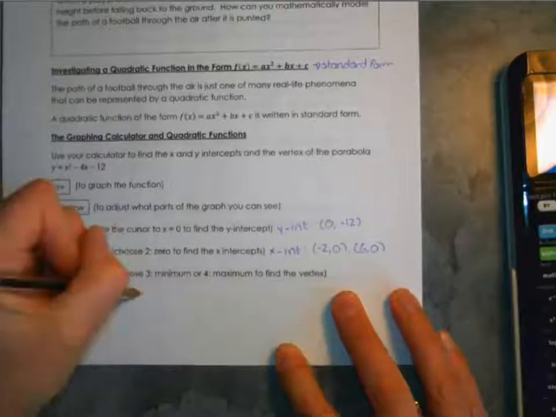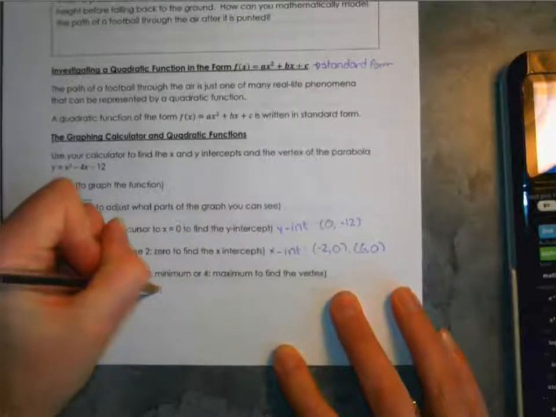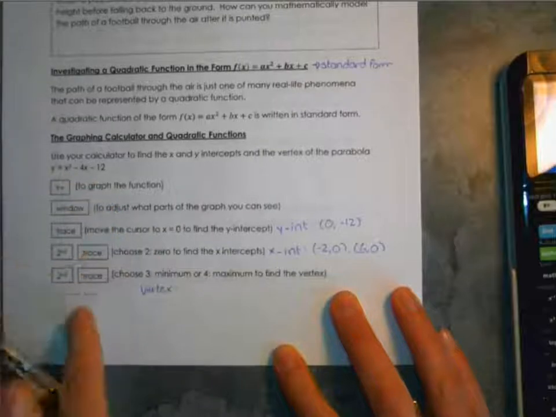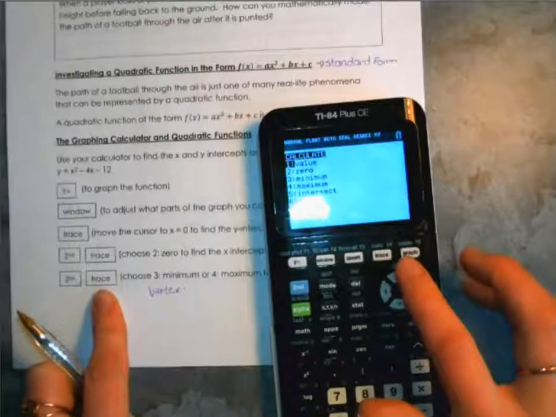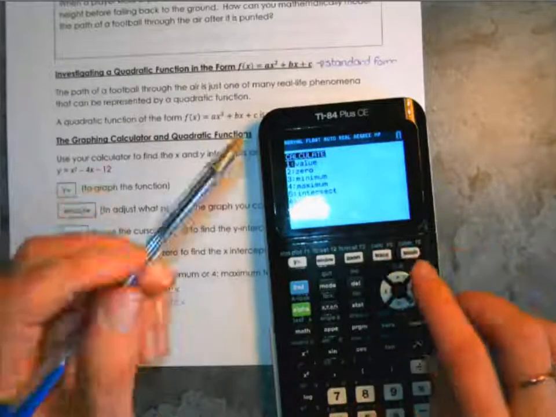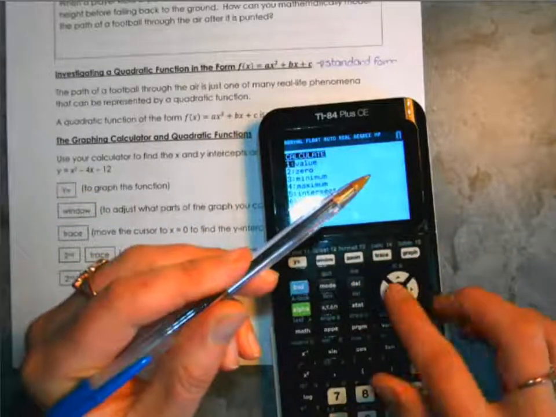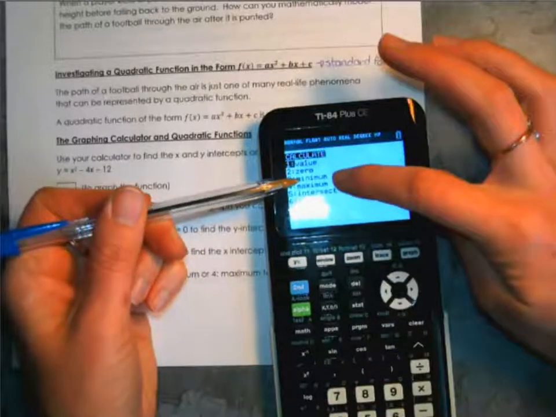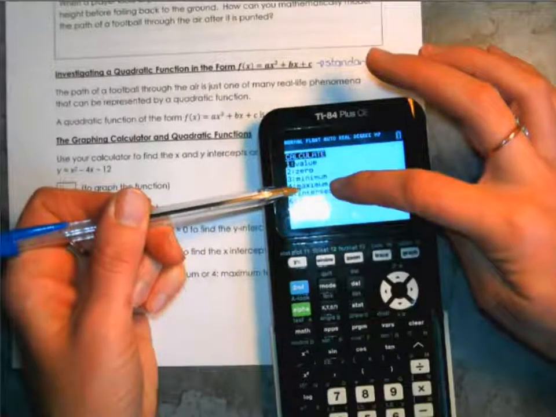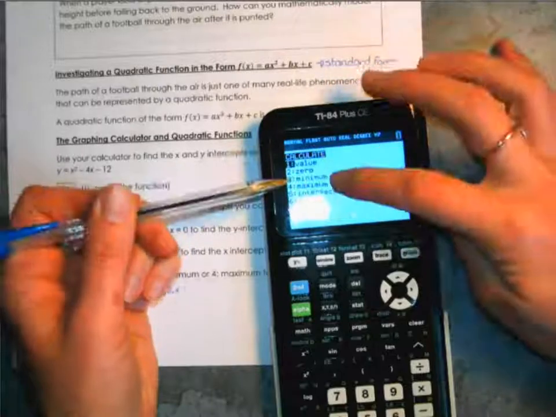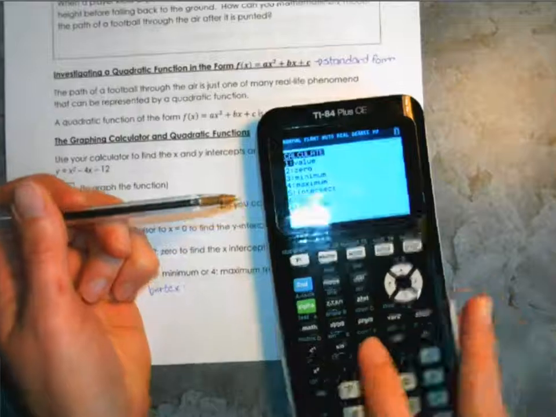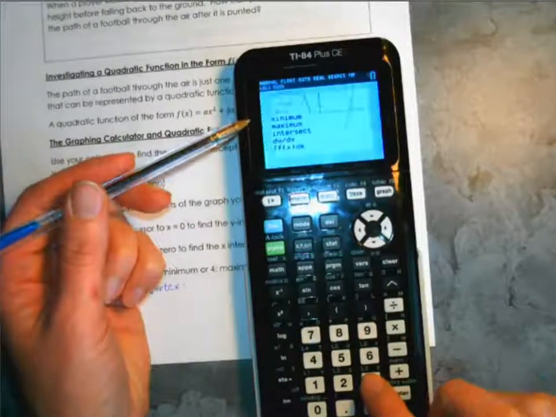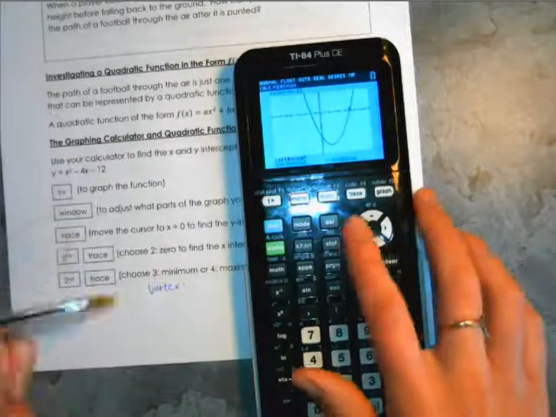So for the vertex, we are going to also do that second function trace. Okay, so second function trace, but this time, remember our graph is dipping down, so you always have to make sure you're choosing, is it a minimum or a maximum you're looking for? If the graph opens upwards, you're looking for the minimum. If it opens downwards, you're looking for the maximum. So in this case, we're going to choose number 3, which is the minimum.